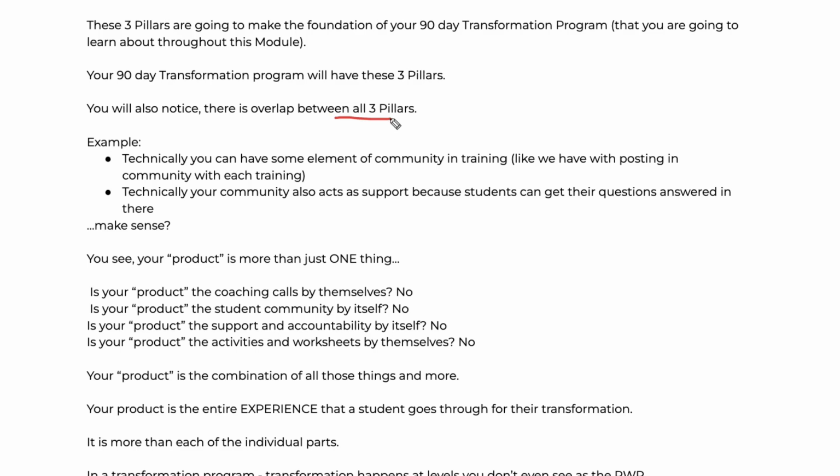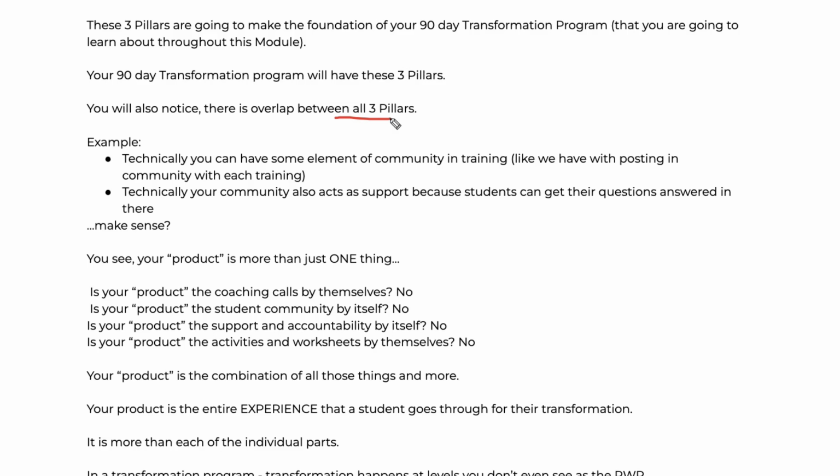It's not like, hey, training stands by itself, community stands by itself, and support stands by itself, because technically, if you think about it, you can have some element of community inside of your training. So they're kind of connected. For example, inside of this classroom, at the end of every single training, we have you post inside of the community. So that is a connection between training and community.